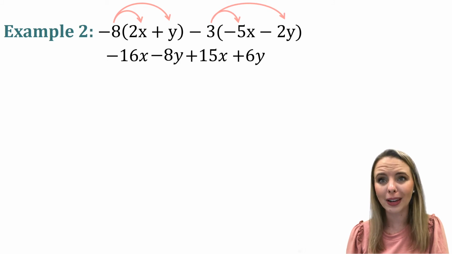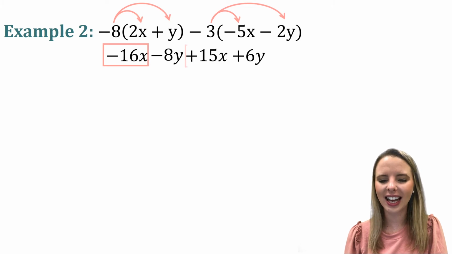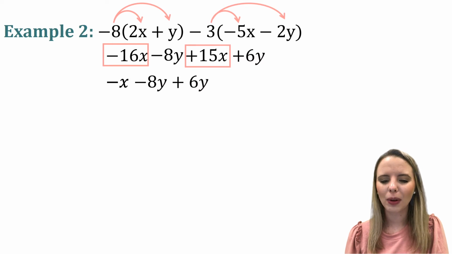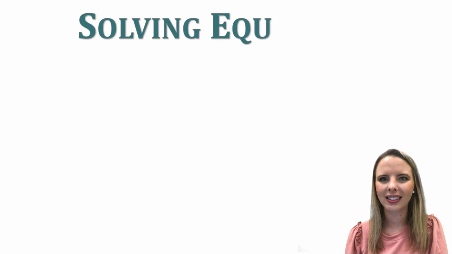So, we've distributed. What's going to be our next step? We're going to combine like terms. So we have a negative 16x and a positive 15x. Now, we are not moving on to opposite operations because we're not crossing an equal sign. So we're going to do exactly what it says. Negative 16 plus 15, negative x. And then we bring down our negative 8y plus 6y. Negative 8y plus 6y, exactly what it says, is going to simplify to negative 2y. Bring down our negative x, and our expression has been simplified.